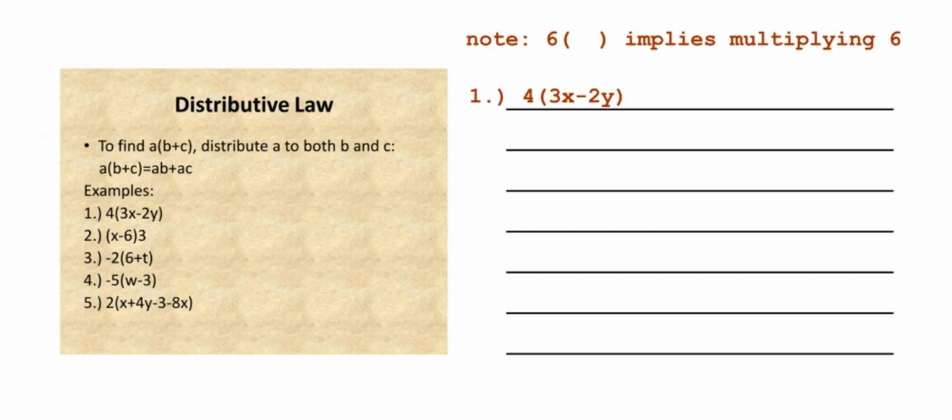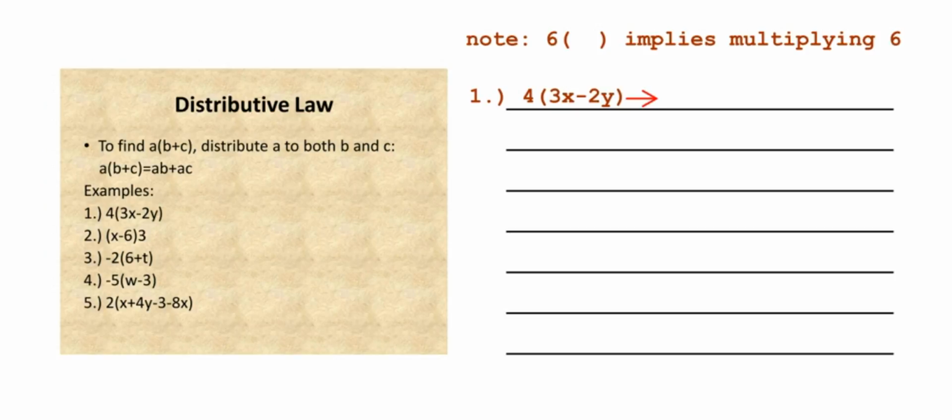So for number 1, we have 4 times in parentheses 3x minus 2y. In this case, we're distributing the 4. We can't combine the 3x minus the 2y. One fair example to think about is, let's say I have 3 boxes of oranges, but I'm missing 2 boxes of bananas. I don't know how many bananas or oranges are in each of the boxes, so that's why I say boxes.